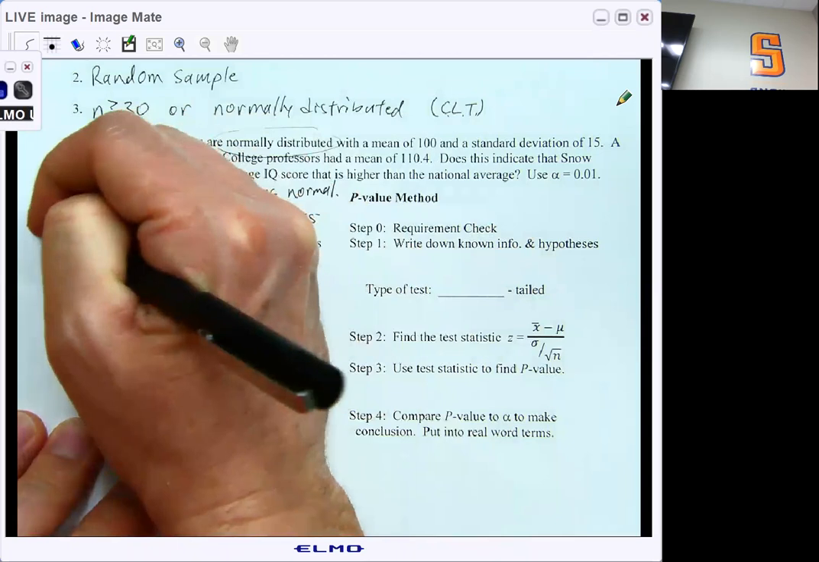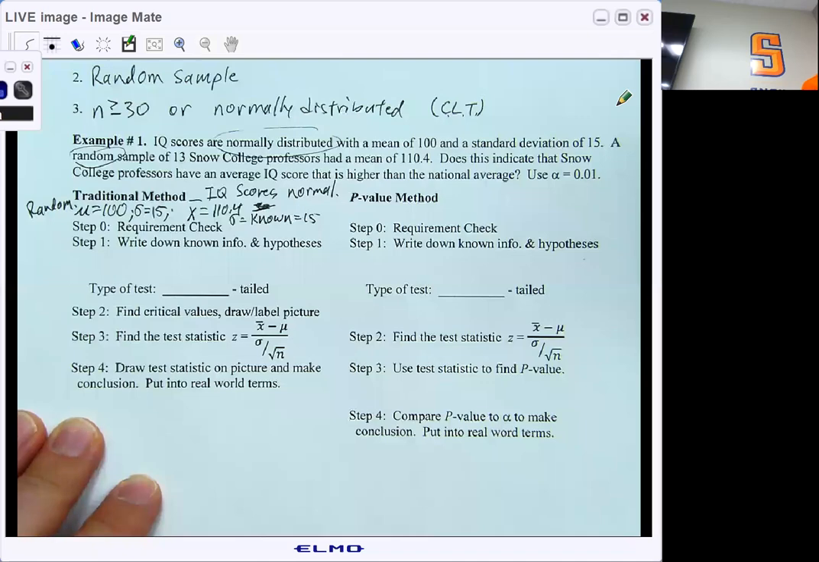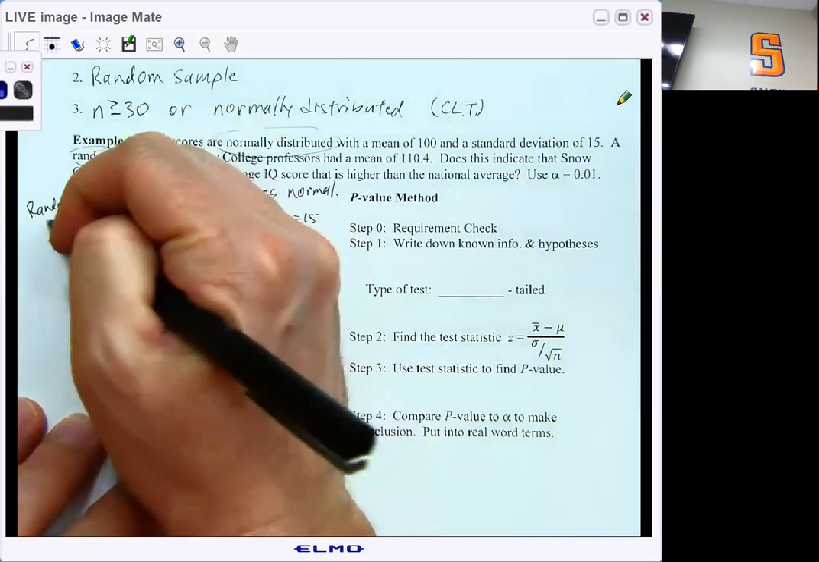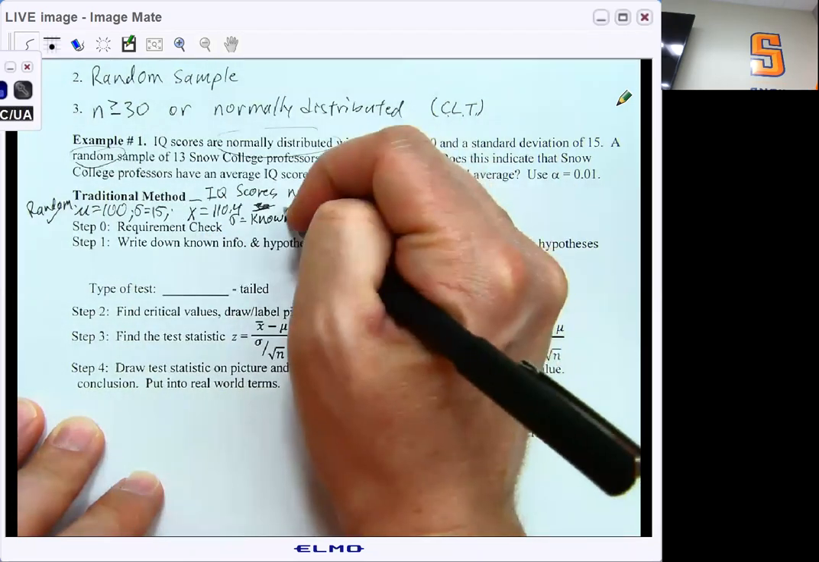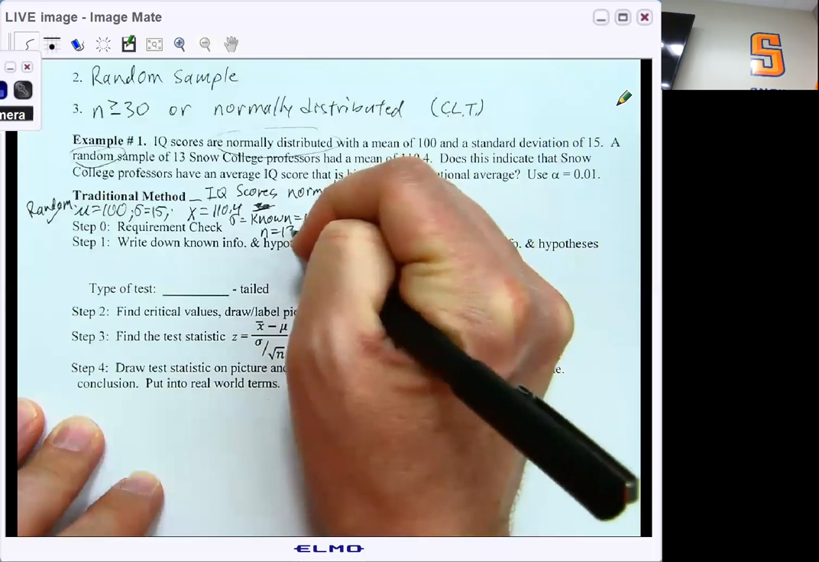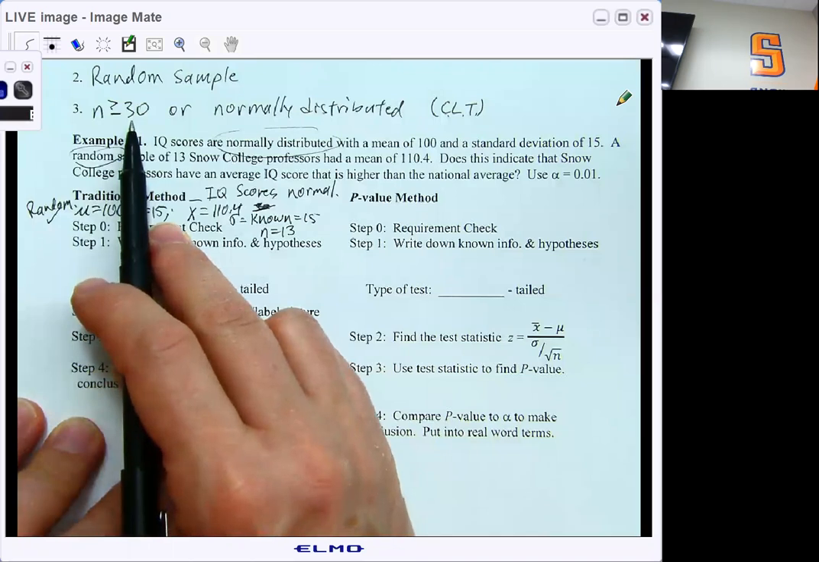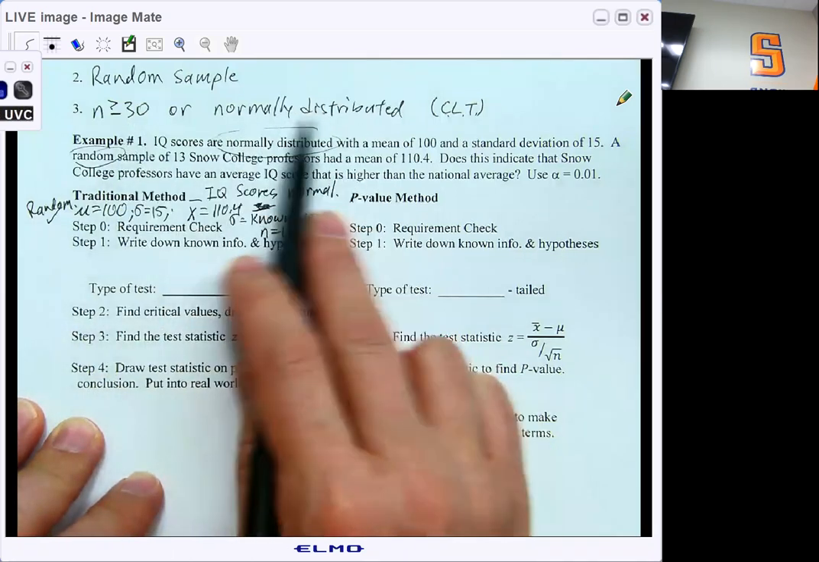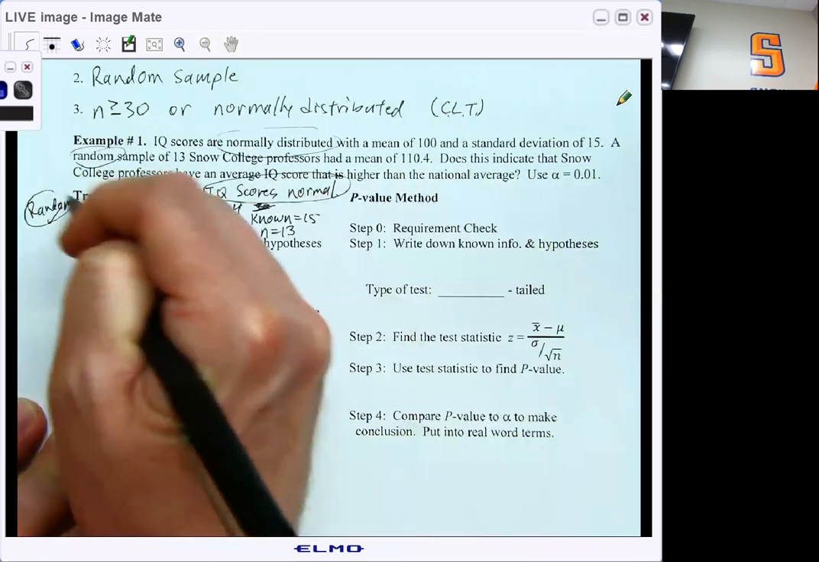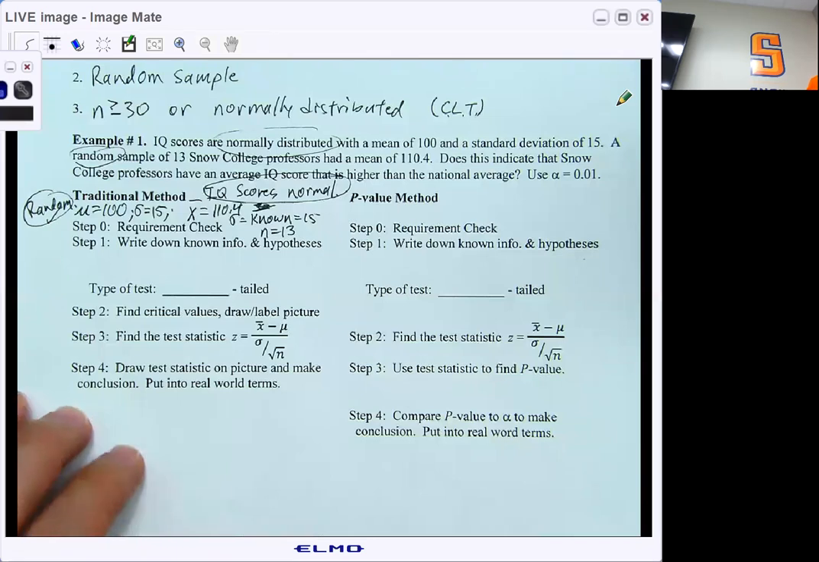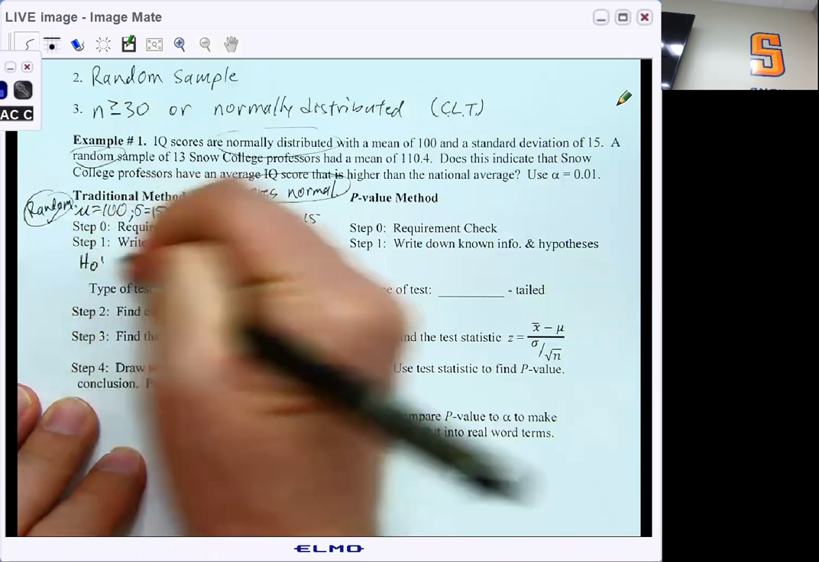So were we a random sample? Yes. Let's write that down over here. Or on an activity, you could circle it. But on a test, you'll probably have to write it down and verify. We only had 13 for our sample size. Okay, so that's not big enough unless the original population is normally distributed, as it was. So we're going to circle this and random, so we have met our requirement checks. We're cleared for takeoff. So let's write down our null and alternate hypotheses.